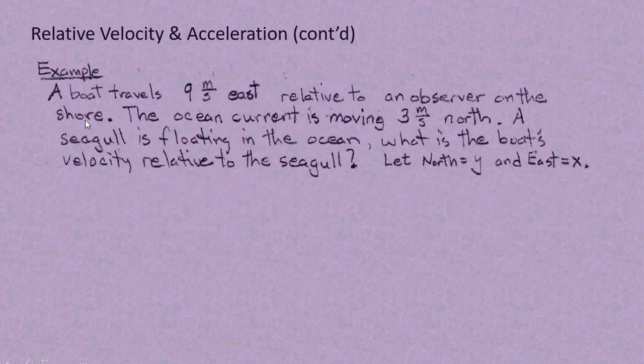Let's take a look at an example. We have a boat traveling 9 meters per second east relative to an observer on the shore. The ocean current is moving 3 meters per second north. A seagull is floating in the ocean, and we have to figure out what is the boat's velocity relative to the seagull. So we'll go ahead and let the north-south dimension be represented on the y-axis and the east-west dimension be represented on the x-axis.